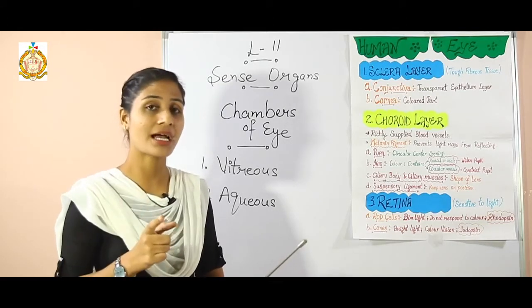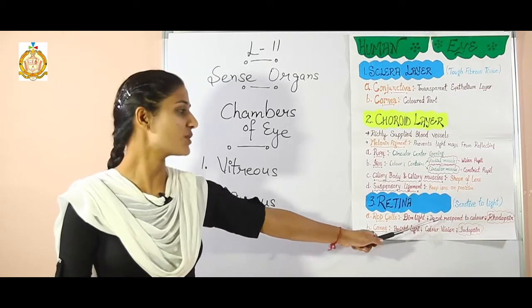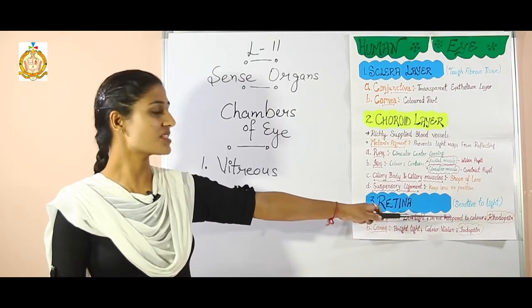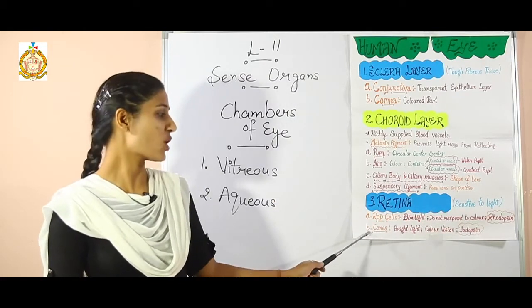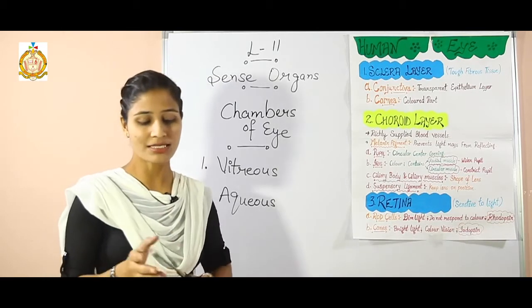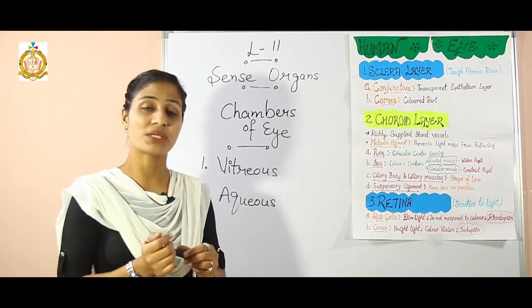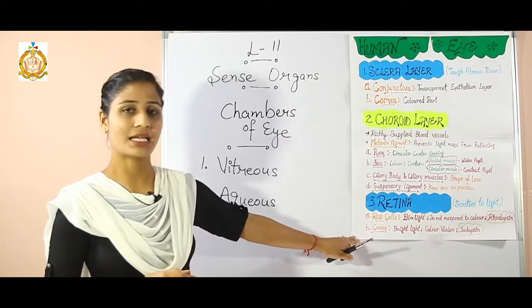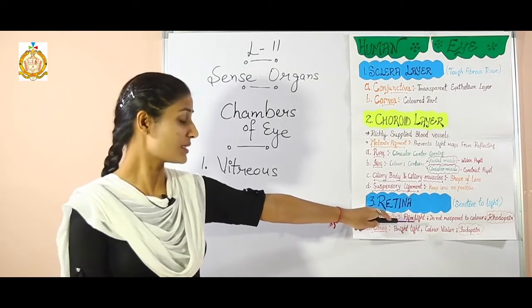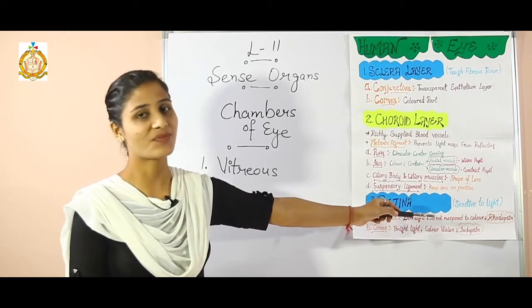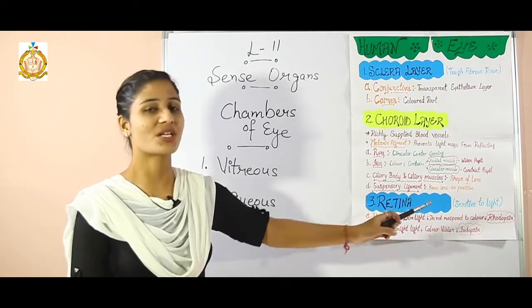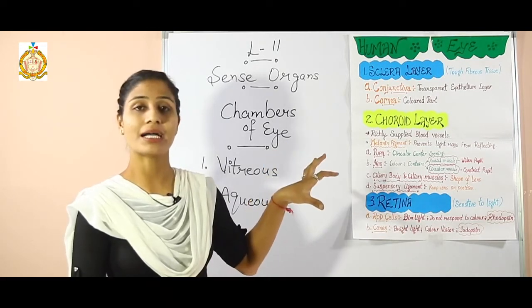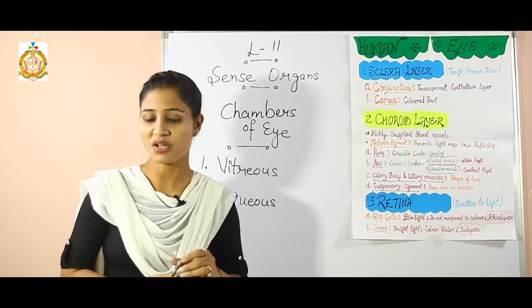But again I am telling you, they are not responding to the color. And which pigment is present? Rhodopsin is present. And if we talk about the cone cells, they become active in bright light, and they are responsible for color vision. And which pigment is present in these ones? Rhodopsin is present. So this is the light and dark adaptation of your eye.